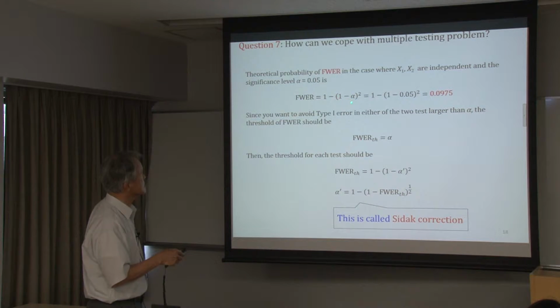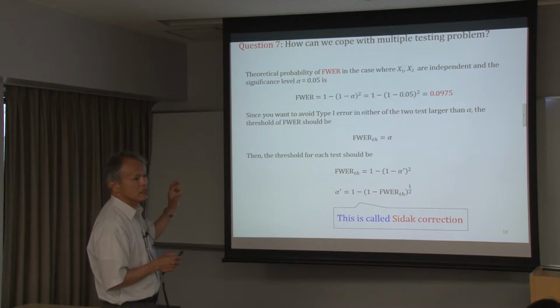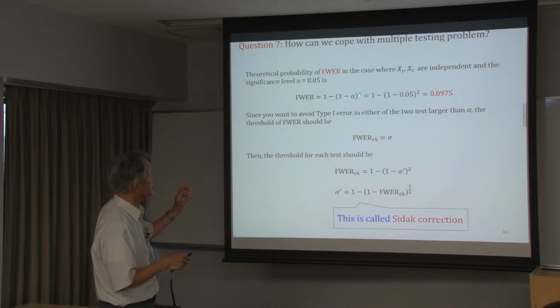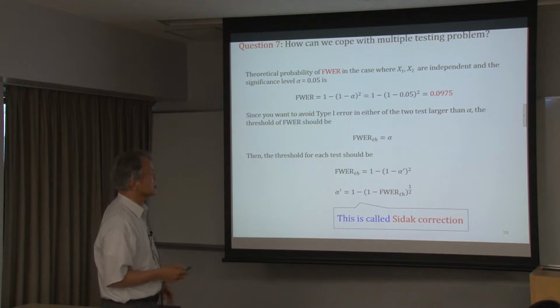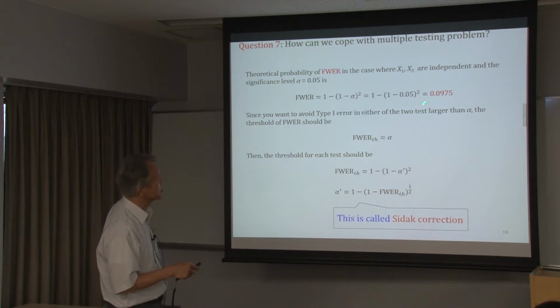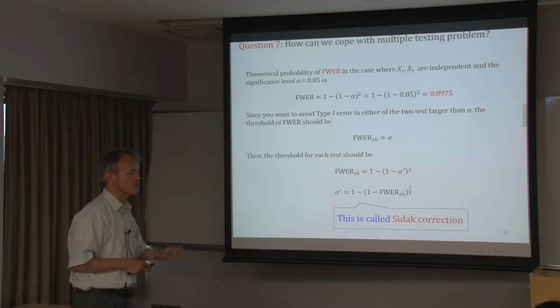But 1 minus alpha means that type 1 error does not occur in one test. And in both tests, the type 1 error does not occur with this value, 1 minus alpha squared. So 1 minus this value means the FWER: in one of the groups, or in both groups, the type 1 error occurs. That probability becomes 0.095975, approximately 0.1.